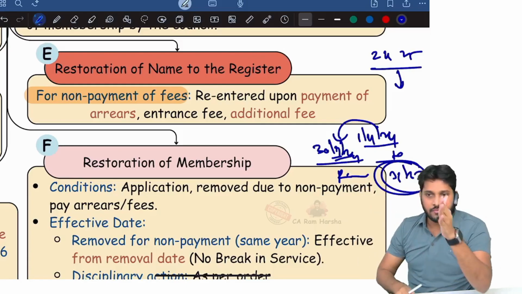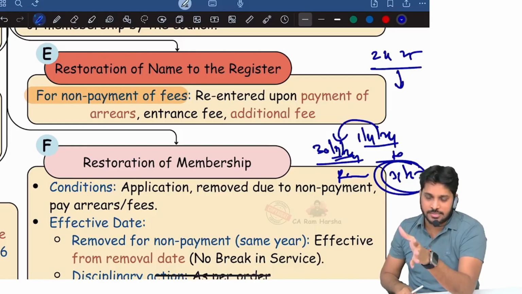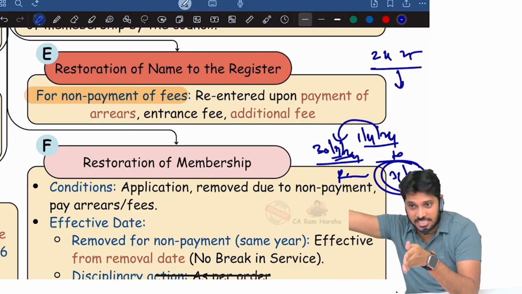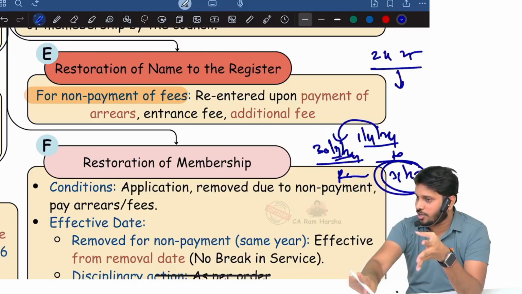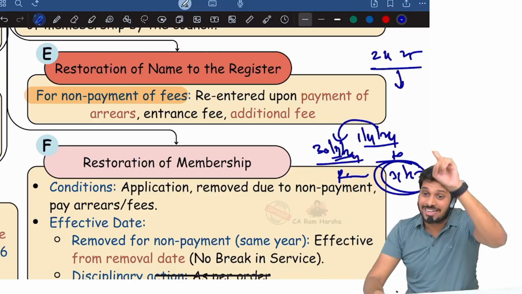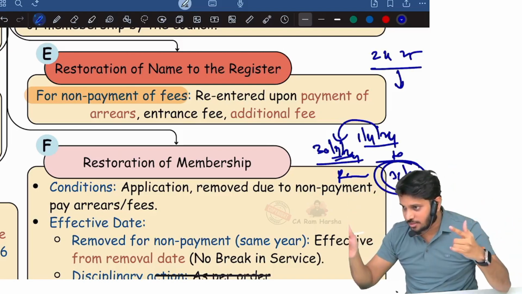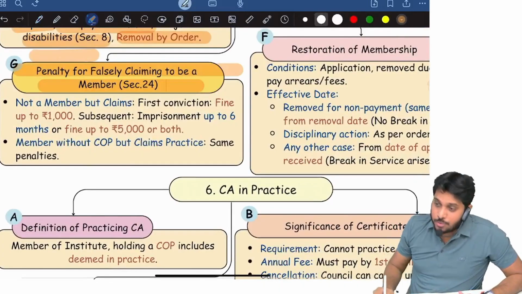Okay, so if a name is removed from the register of members or from the practice register, in both the cases, if at all you apply for restoration within the same financial year, not in the next year, within 31st March itself, with additional fee, penalty, whatever, your name will be restored from the date of removal itself, which means the removal date will not be there on records later on. Are you clear?